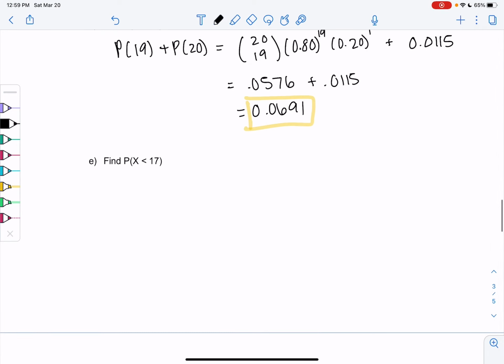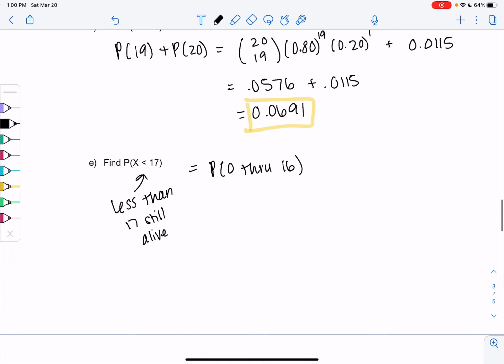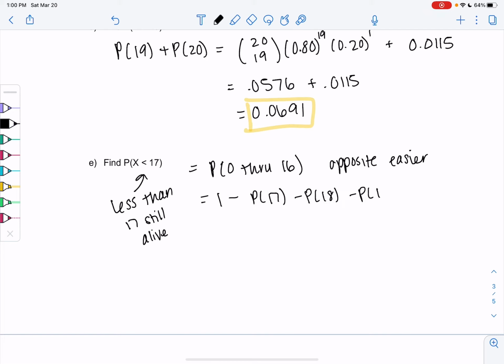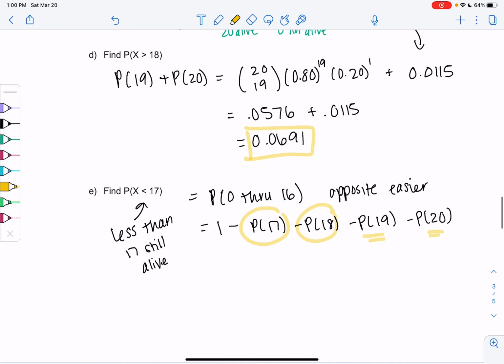And then E, I'll just get you started. It means less than 17 still alive. So for this one, less than 17 means 0 through 16. So that's going to take a long time, right? We'd have to do the formula 0, 1, 2, 3, all the way up to 16. So this is where maybe the opposite is easier. So for this example, I would do 1 minus 17, 18, 19, or 20. So you'll have to do the formula 2 more times. 19 and 20 we already found above, so we have to do the formula 2 more times, and then do 1 minus all those numbers.